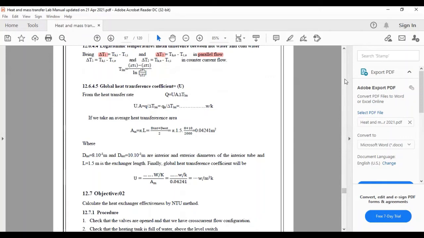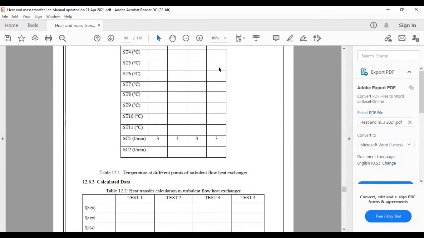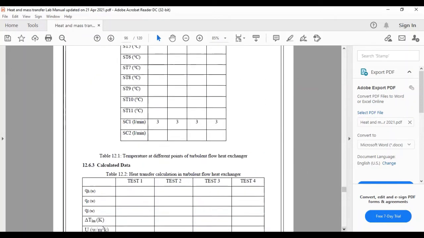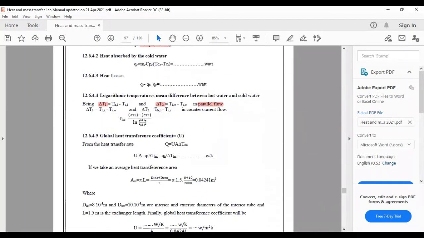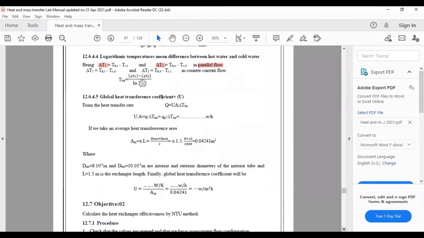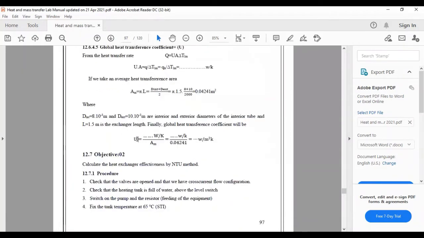And now because we have 4 sets of values, we will get 4 values of these U. Ideally, these values should be equal, but actually there will be some differences, and we will perform some statistical analysis. I will mention that statistical analysis at the end of this experiment. So first of all, we are going to start objective number 2, that is to calculate the exchanger effectiveness by using the NTU method.